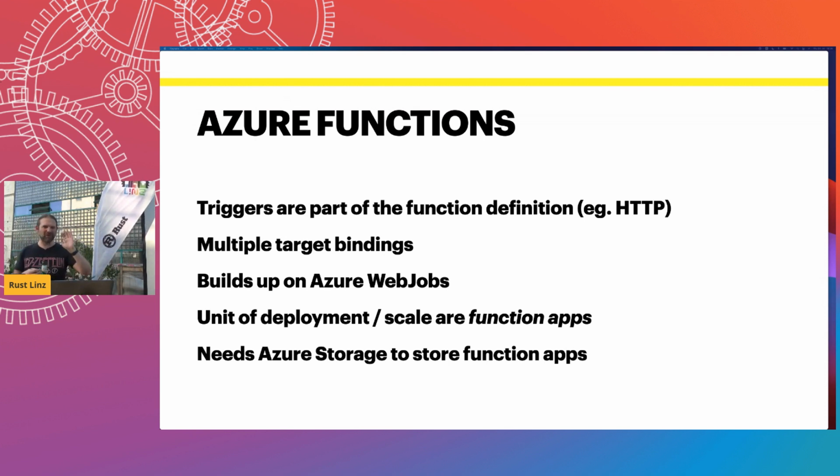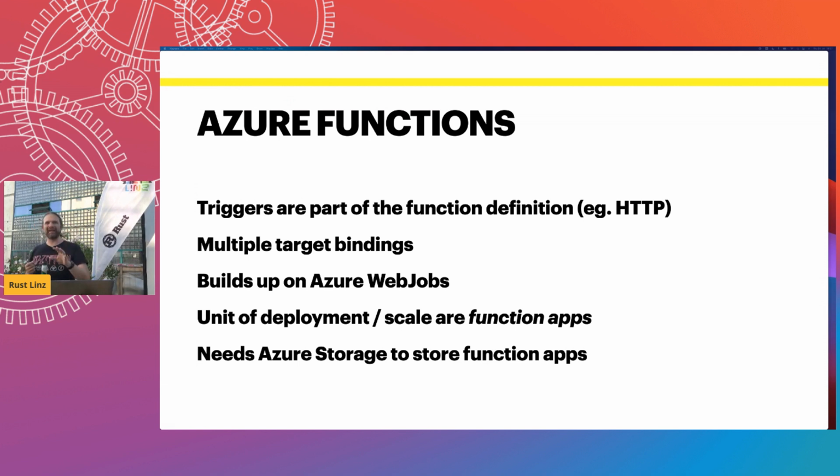It builds up on Azure Web Jobs. If you ever run across Azure Web Jobs and think, oh, that sounds fun, it sounds also like serverless, that's what runs there underneath. The most important difference, I think, is that the unit of deployment is not just a single function, but an entire function app. So you're rolling out the function app and you can put as many functions in there as you like. Let's say you put 10 functions in there. That's great.